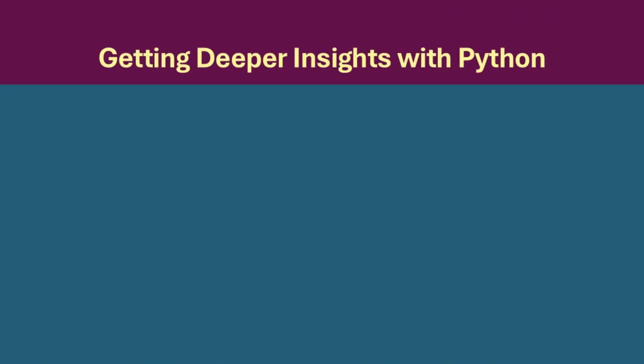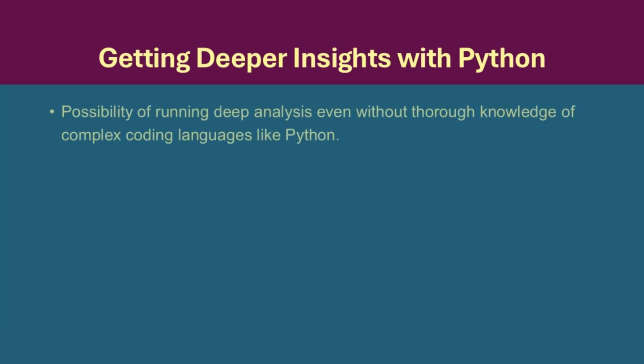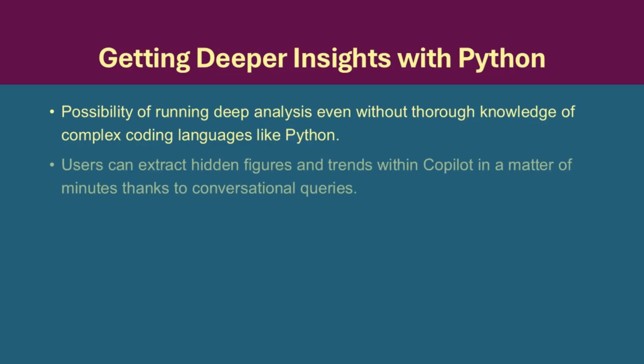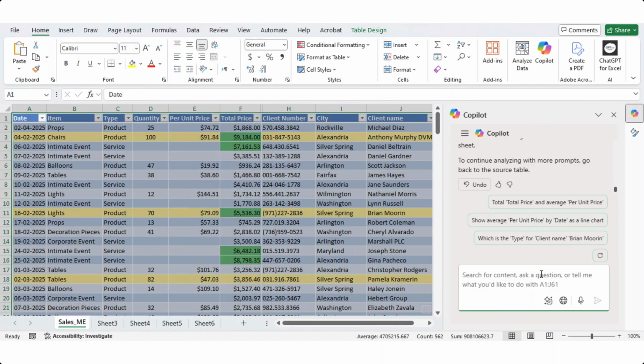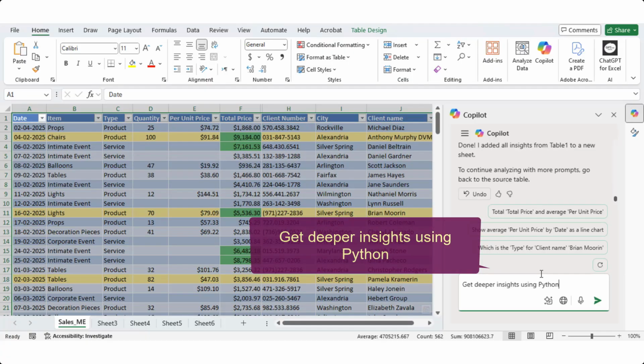One of the biggest advantages of Copilot's natural language queries is that it makes it possible to run deep analysis even without thorough knowledge of complex coding languages like Python. Now, you can extract hidden figures and trends within the Copilot in a matter of minutes thanks to conversational queries. Let's go back to the sales data for Maryland Events. In the Copilot search bar, type "Get deeper insights using Python."